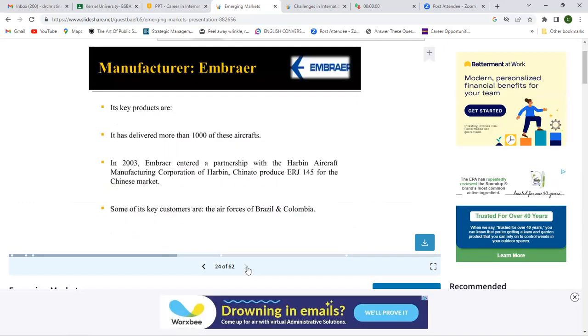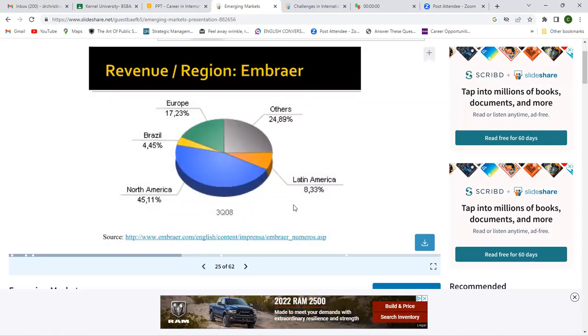The key products: it has delivered more than 1,000 aircraft. In 2003, Embraer entered a partnership with the Harbin Aircraft Manufacturing Corporation, and Harbin Embraer produced the ERJ 145 for the Chinese market. Some of the key customers are the Air Forces of Brazil and Colombia. We have revenue by region: Europe, Brazil, North America, and others in Latin America.